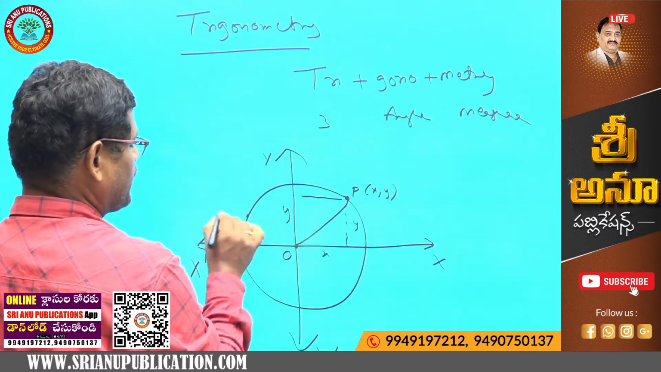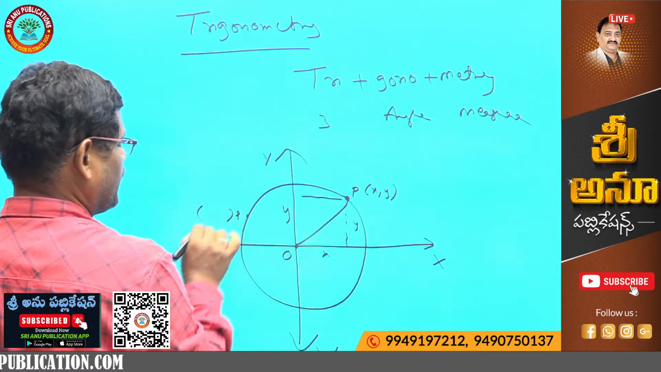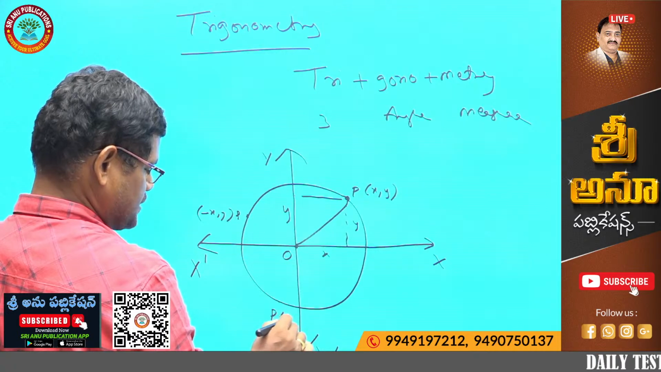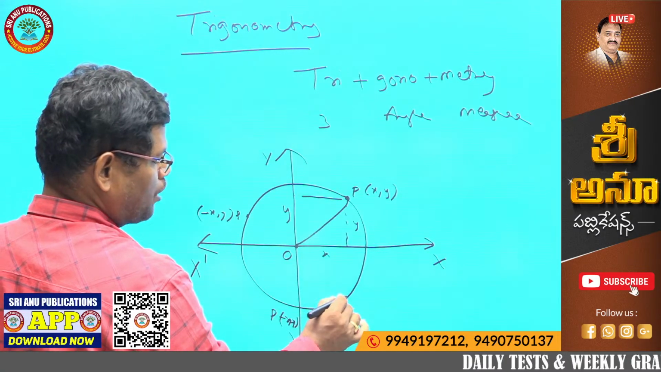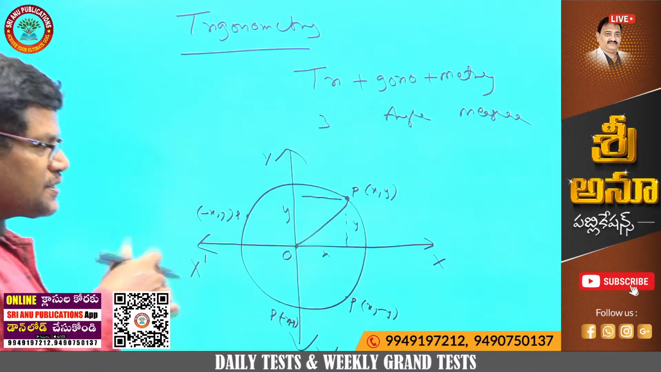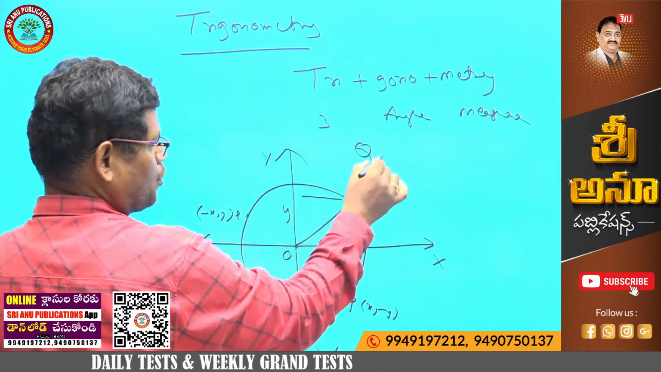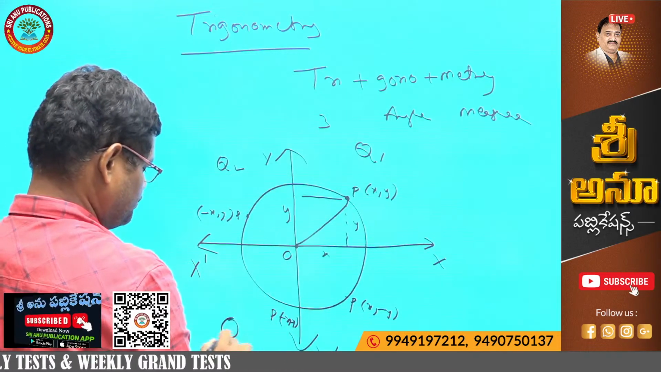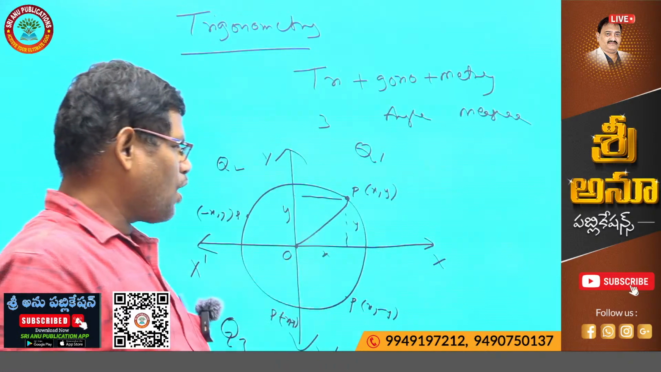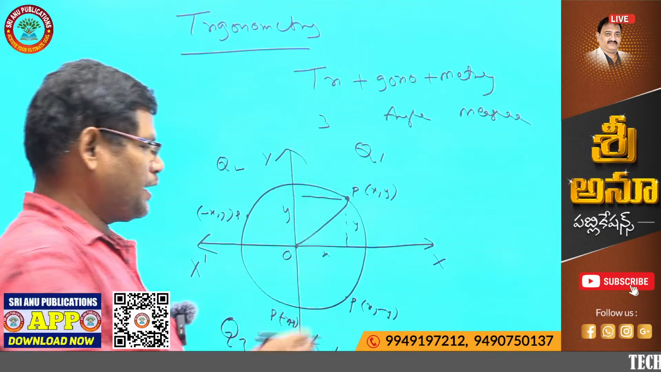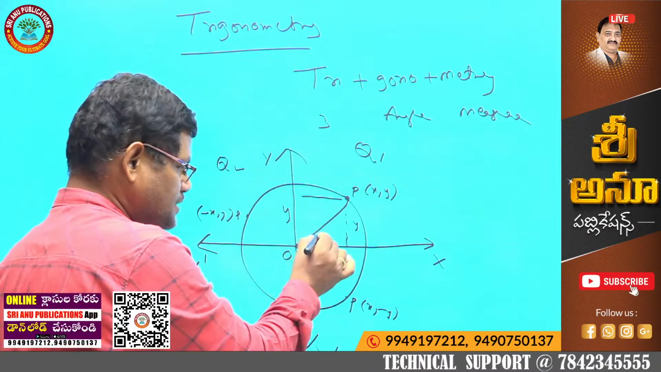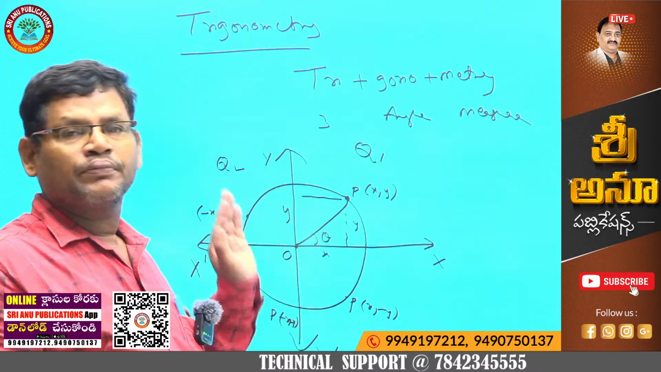Suppose P came here. Now P will be (minus x, y). Suppose P here is (minus x, minus y), and here P is (x, minus y). So based on the quadrants Q1, Q2, Q3 and Q4, we form the ray OP making an angle theta with the x-axis.